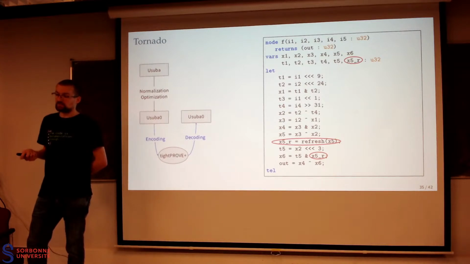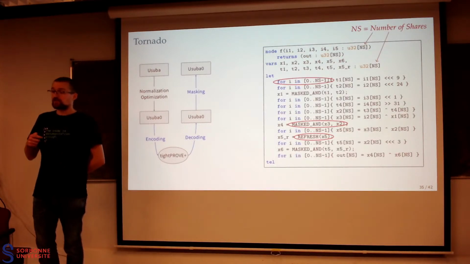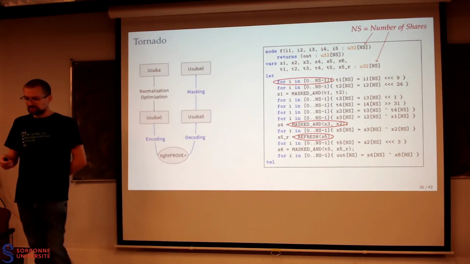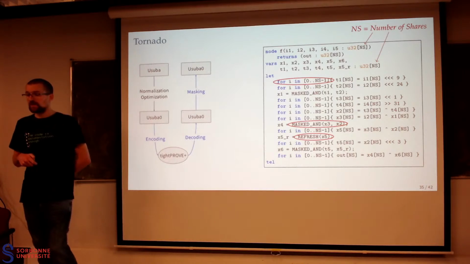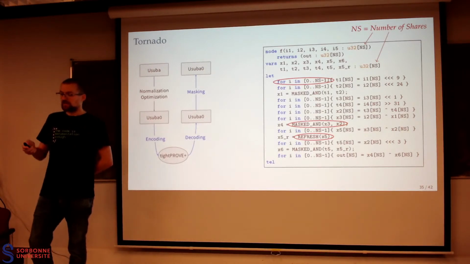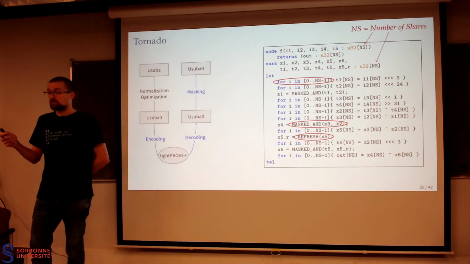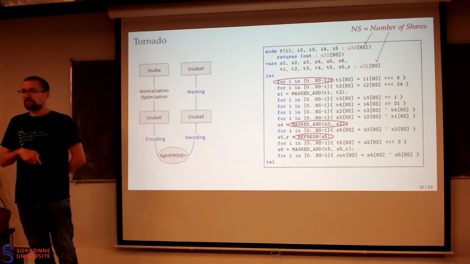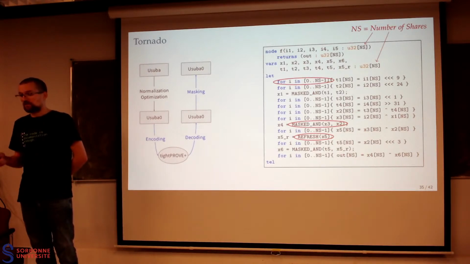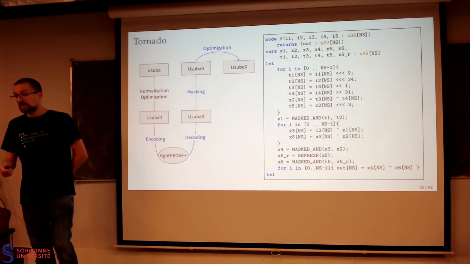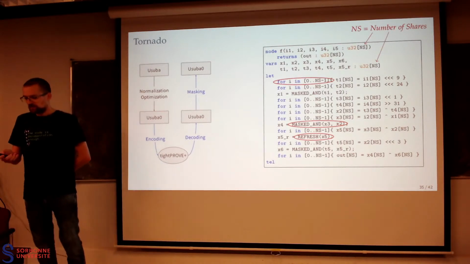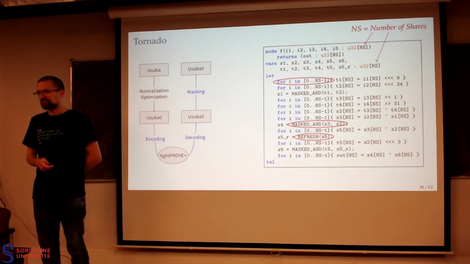Then to actually mask the code, we replace each variable with an array of shares and each operator with a masked gadget. In the case of linear operators, that is rotations, shifts, and XOR, the masked gadget is a for loop, which iterates over each share and performs the operator. And in the case of the AND and refresh, we leave the masked gadget as a primitive call which will be linked with assembly later in the pipeline.